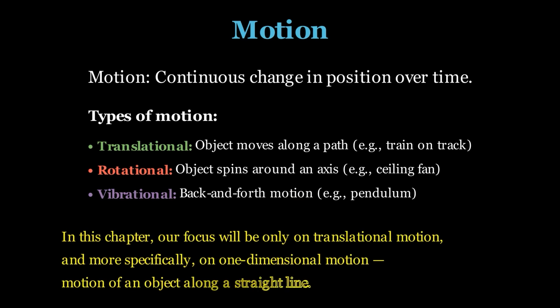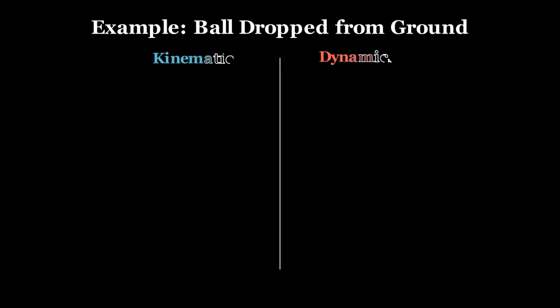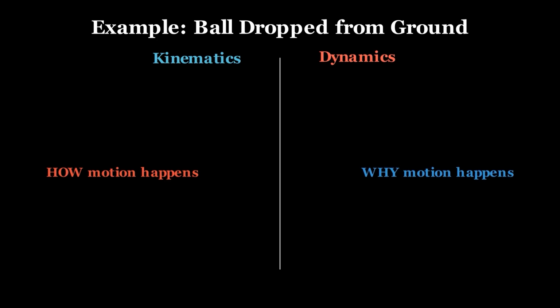For this chapter, we will focus only on translational motion, and more specifically on one-dimensional motion, meaning motion along a straight line. Let's talk about kinematics and dynamics, two important branches of mechanics. Kinematics is the part of mechanics that tells us how objects move. It deals with things like position, velocity, and acceleration, but it doesn't concern itself with what causes the motion. On the other hand, dynamics is the branch that explains why objects move. It studies the forces and interactions that produce or change motion.